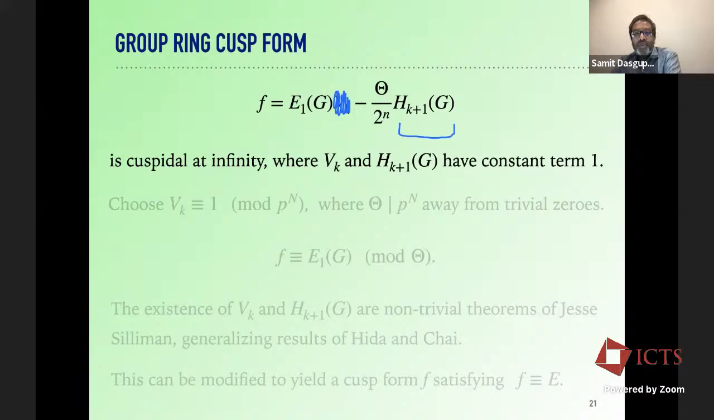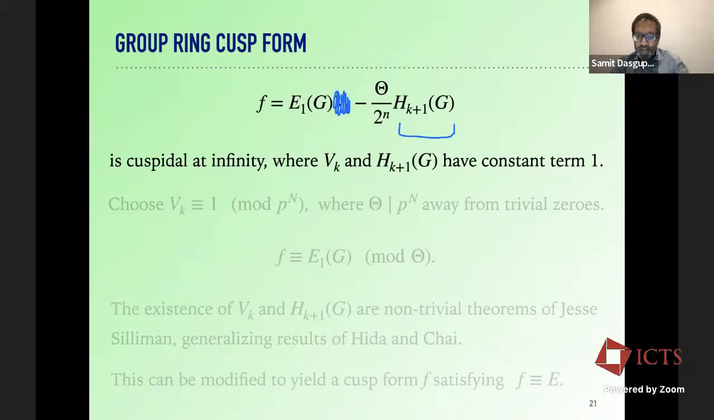So you want to prove that there's some modular form in your space of group ring valued modular forms whose constant term is 1 at infinity, okay? And you can do that only if you pass to a high enough level, it turns out. Okay, so there's a theorem of my postdoc here at Duke.